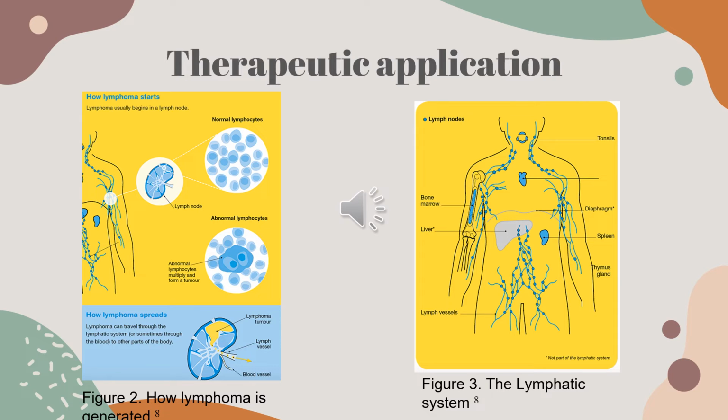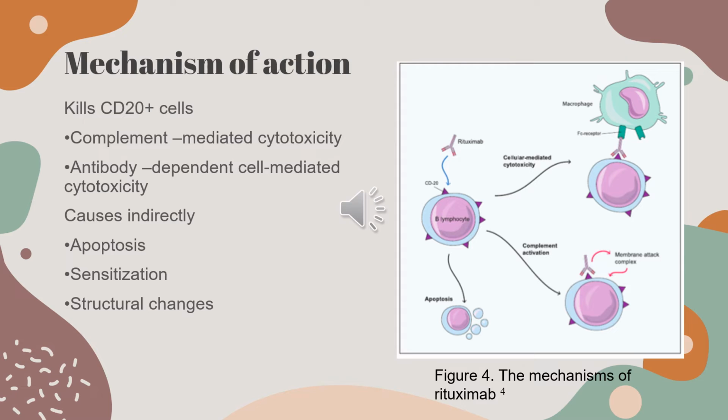Why rituximab is given with chemotherapy is because of its mechanism of action, as it targets the B-cell marker CD20. By binding to B cells via the CD20 surface marker, the monoclonal antibody can directly initiate the complement-mediated cytotoxicity and antibody-dependent cell-mediated cytotoxicity death of B cells, as well as indirectly cause sensitization of cells to chemotherapy, apoptosis, and structural changes to the bound cells.